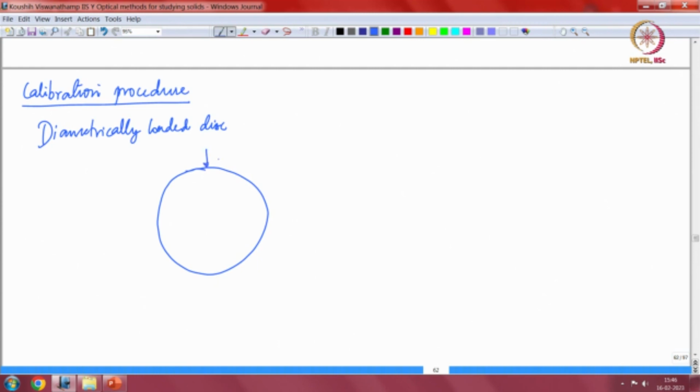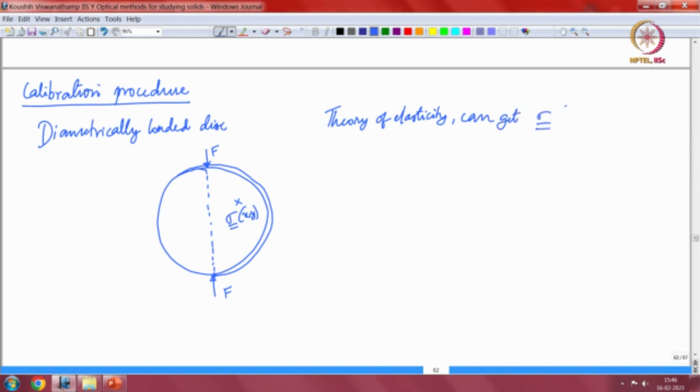So this is basically just a cylinder, very thin cylinder disc like this, and it is loaded exactly along the diameter by a load F, okay. This is the force. So from theory of elasticity, you can get the stress tensor at every point.